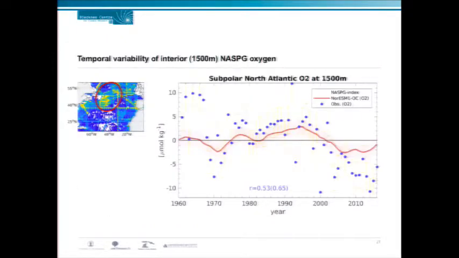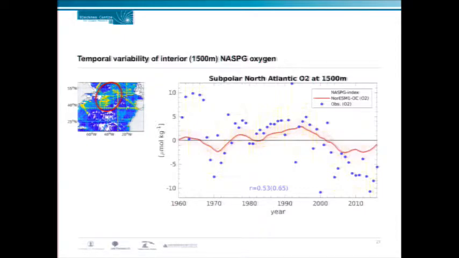And plotting the time series of oxygen at this depth, at 1,500 meter, the observations are shown in the blue circles. The Stendardo data, I think, stopped at 2010. So if you look at the North Atlantic in these locations, they show there is no significant trend, which is consistent with what we've shown here. And then the red line is from the forced model.